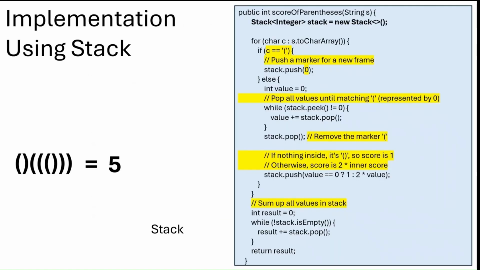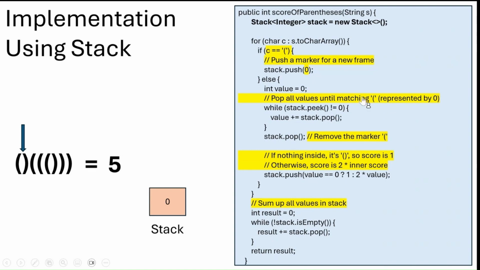Let's understand the implementation using a stack. So we declared the stack here. We are parsing the string character by character, and for every open bracket we are pushing the 0 to the stack. And whenever we see the closing bracket, it will go to the else. It will pop all the values till the open bracket for this closing bracket.